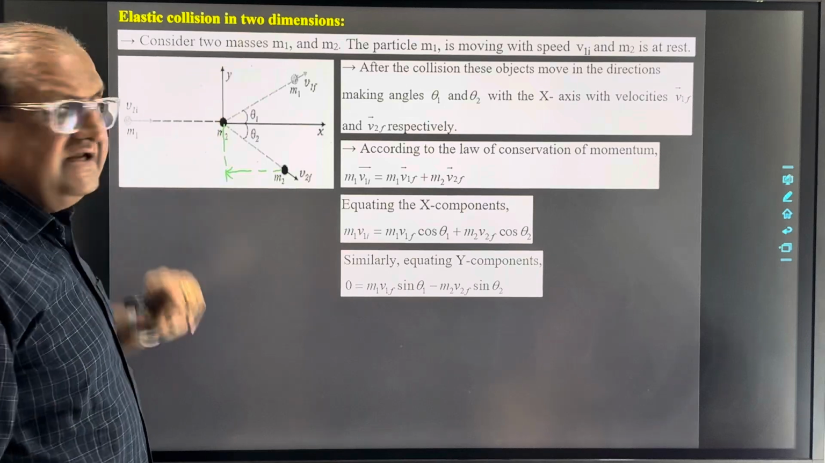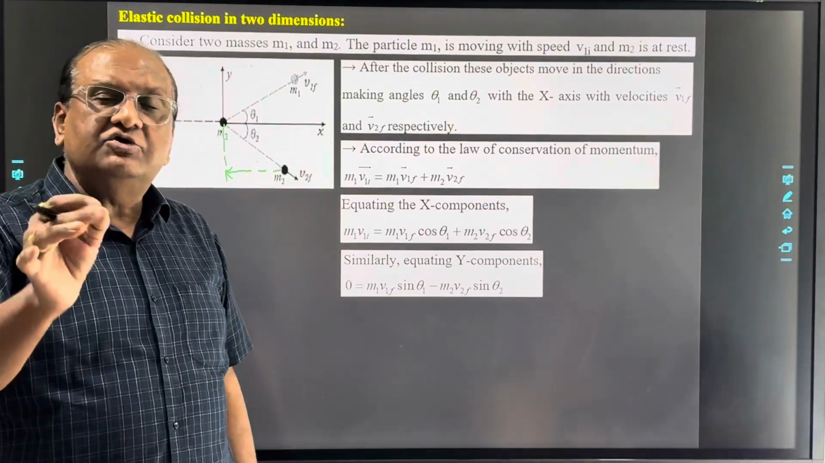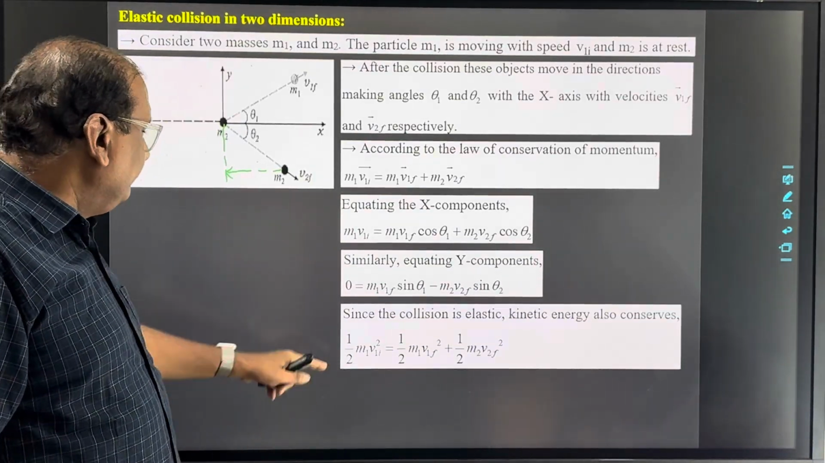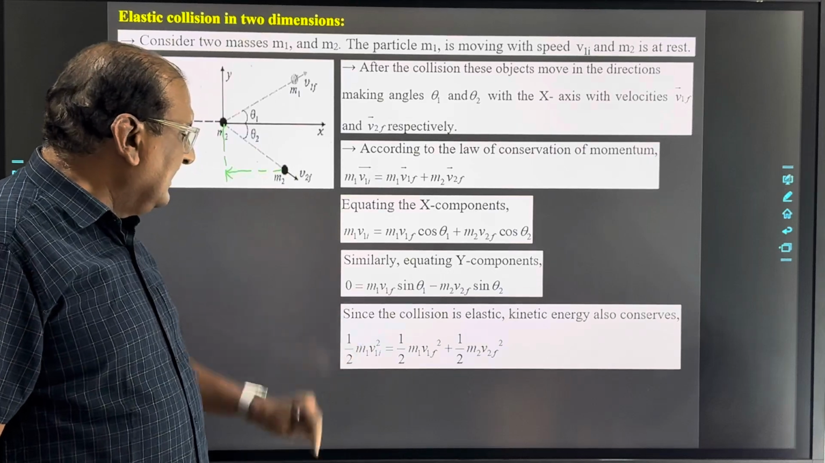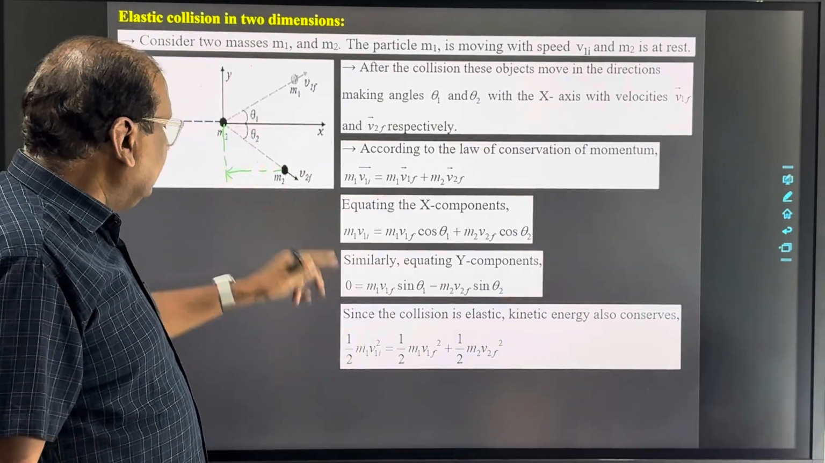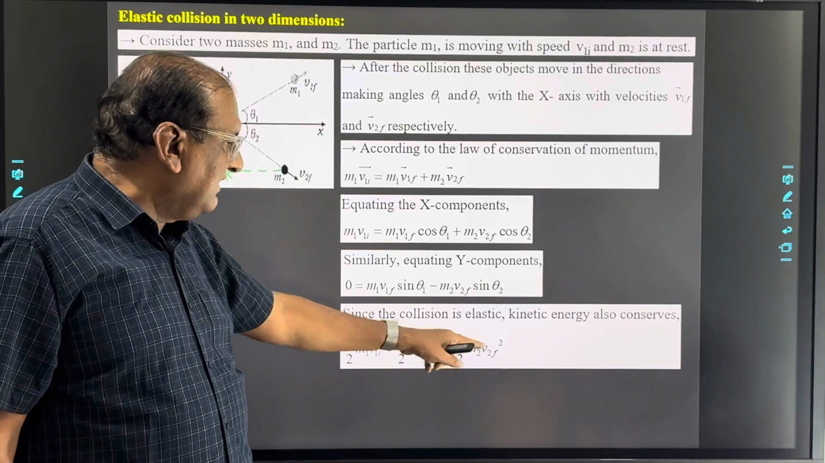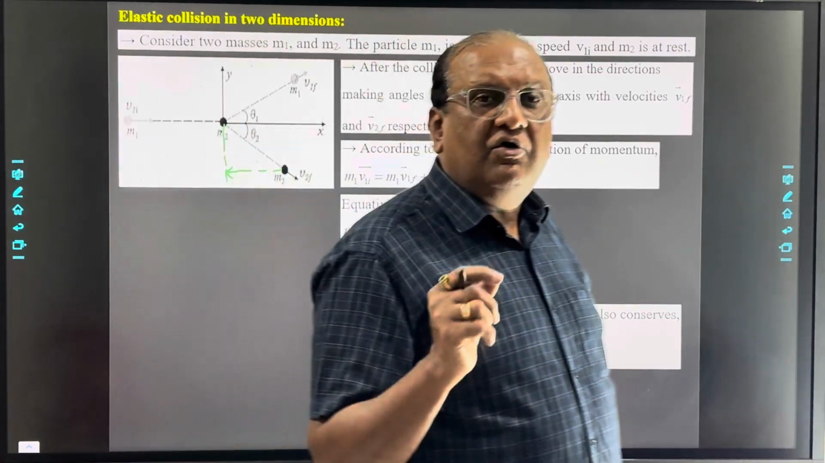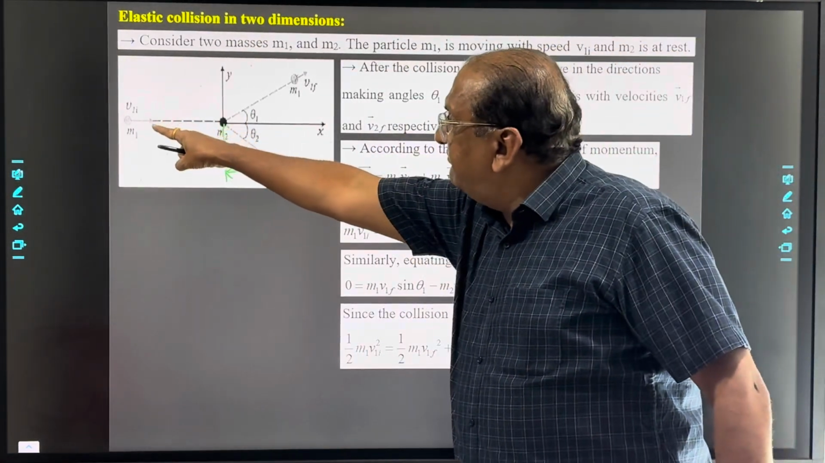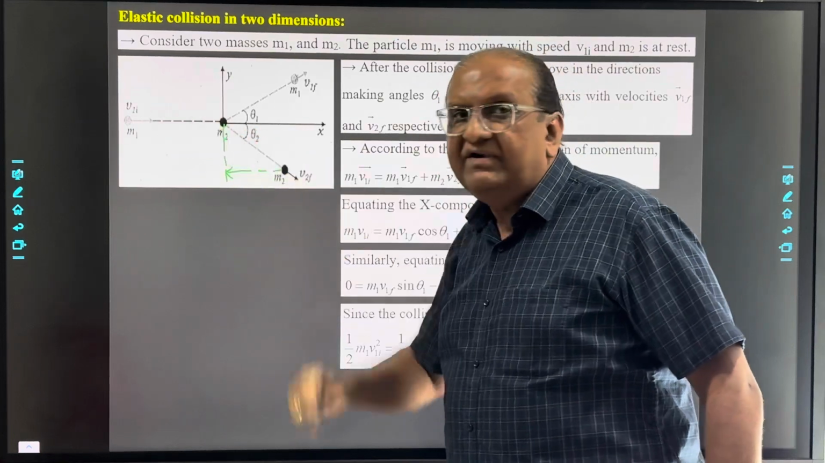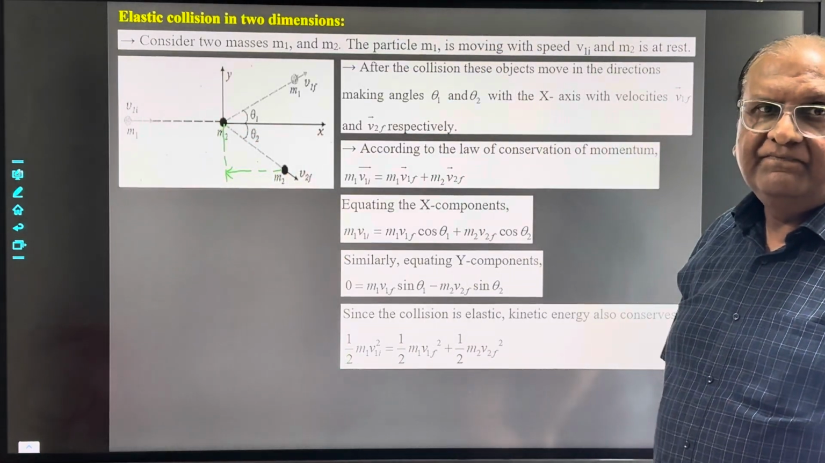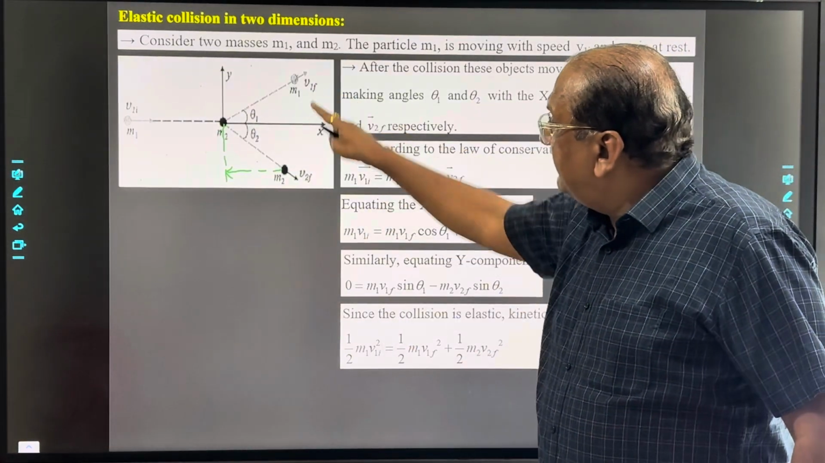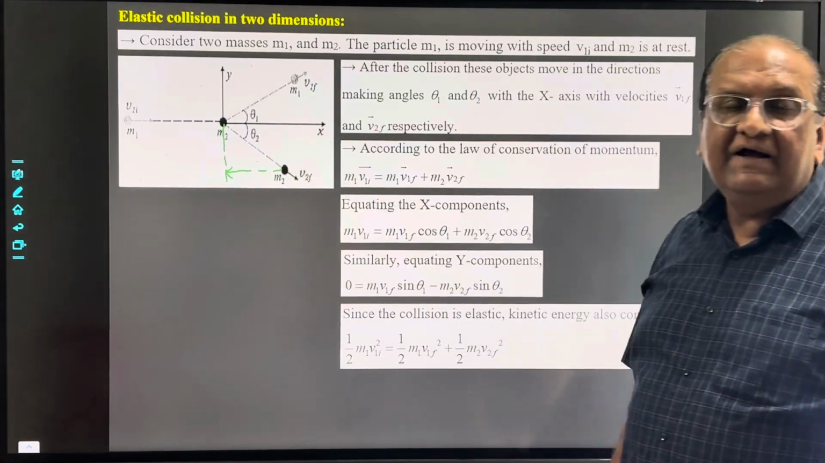Now for elastic collision, kinetic energy is also conserved, so as per conservation of kinetic energy, initial, that is half m1 v1I square, equals final, that is half m1 v1f square plus half m2 v2f square. Now see here, three quantities are known: mass m1, mass m2, and v1I. After collision, there are four unknown quantities: v1f, v2f, theta 1 and theta 2.